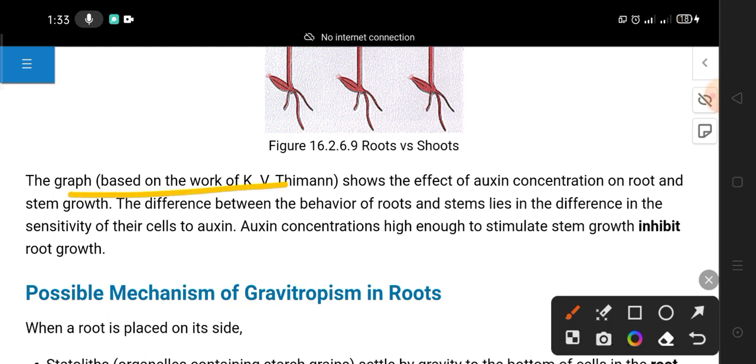The graph based on the work of Kenneth Thimann showed the effect of auxin concentration on root and stem growth. The difference between the behavior of root and stem lies in the difference in the sensitivity of their cells to auxin. Auxin concentration high enough to stimulate stem growth inhibits root growth.